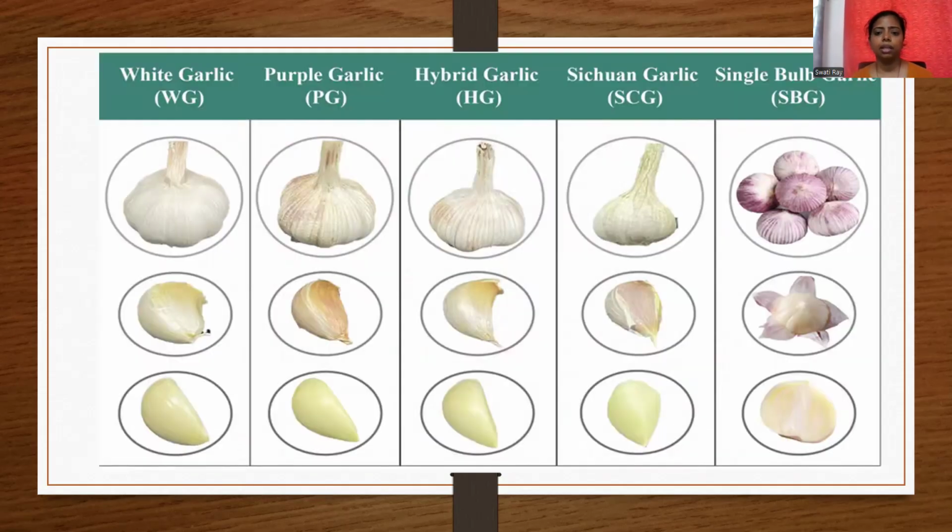Now you can see the general types of garlic that you find in the market. We have white garlic, purple garlic, hybrid garlic, Szechuan garlic, and single bulb garlic. All these garlics are easily available and used in different types of food recipes.